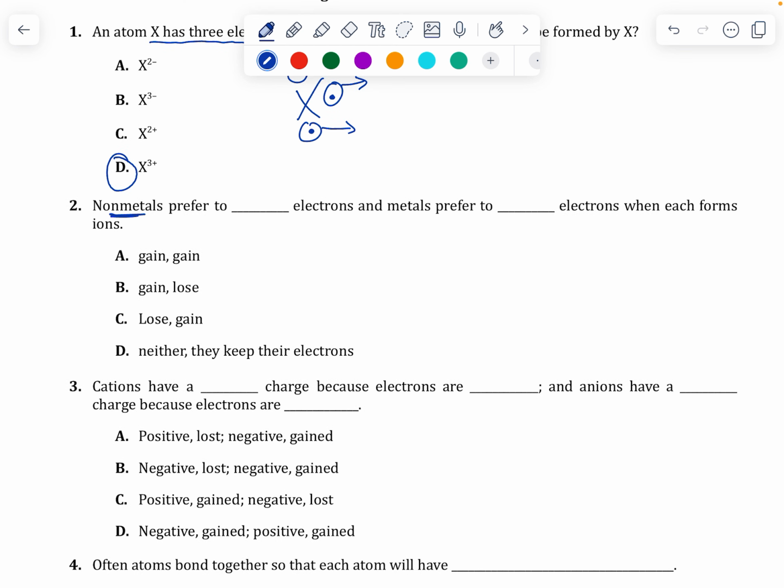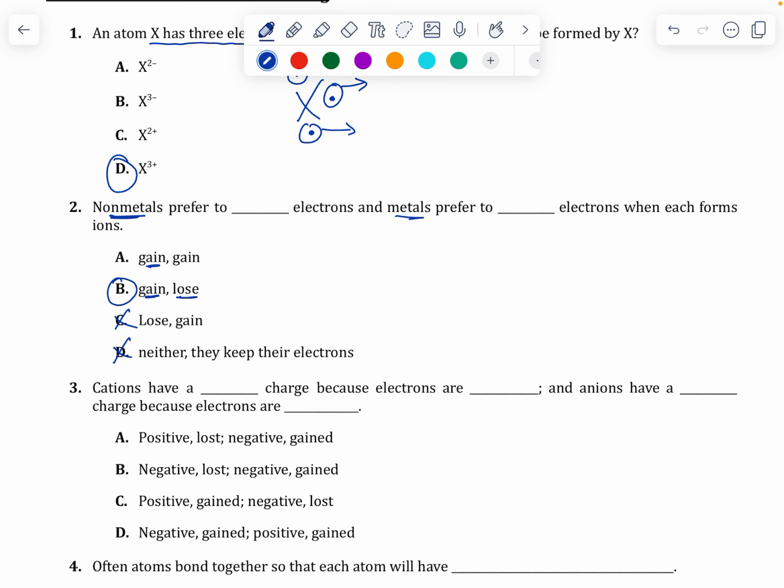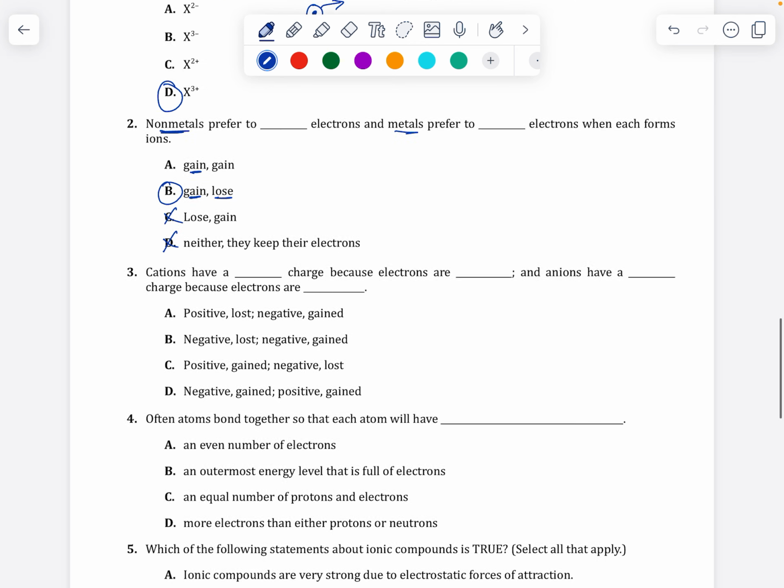Nonmetals are on the right side of the periodic table. They always prefer to gain electrons, so you can eliminate C and D. And of course, metals are on the left side. They prefer to lose electrons. So we have B there.